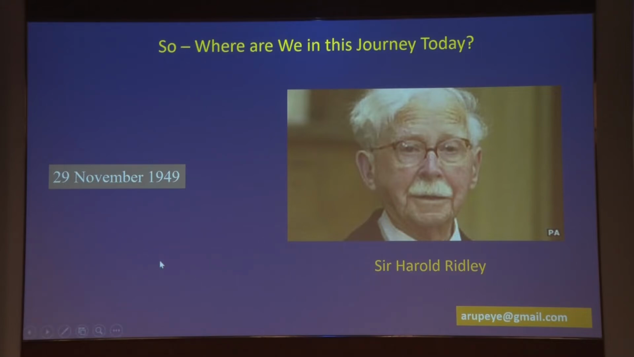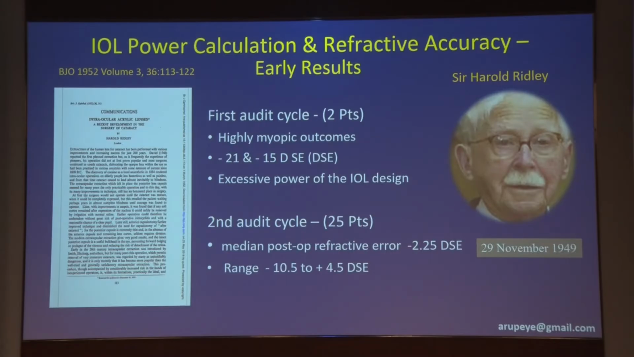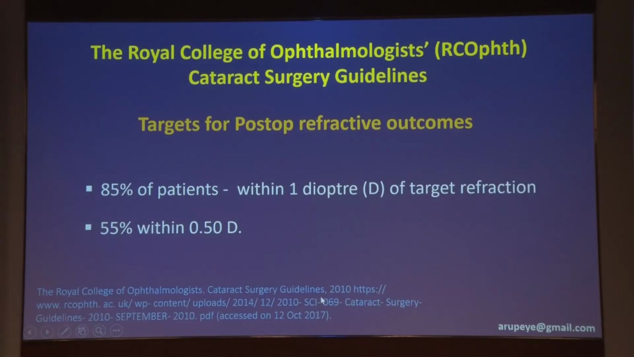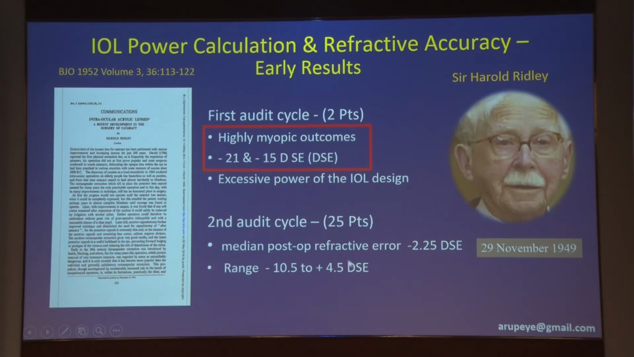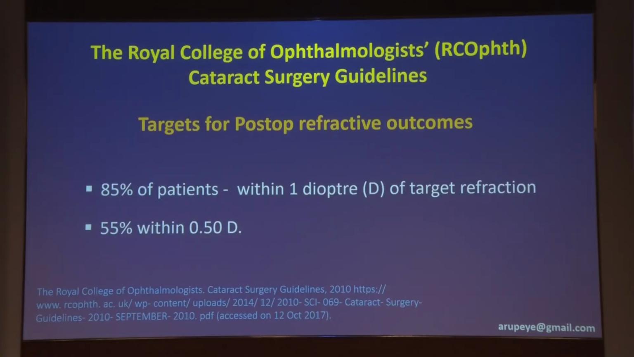Now, why am I talking about him? Because his first two cases had a refractive error of -21 and -15 diopter. And subsequently, he incorporated a lot of changes, and still the refractive surprise did not go away. His median post-op refractive error in this second cycle, which was audited, was -2.25 diopter. Again, if you have this kind of refractive outcome for your patients today, you have to stop your practice. No patient is going to come to you. So what is the target? What are we aiming for?